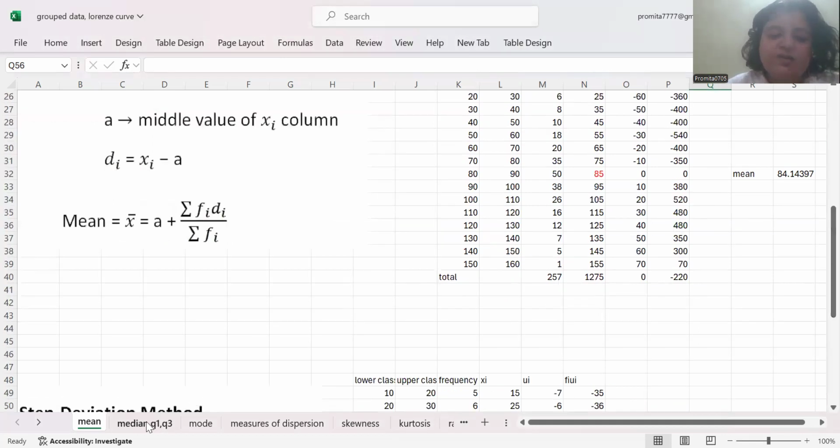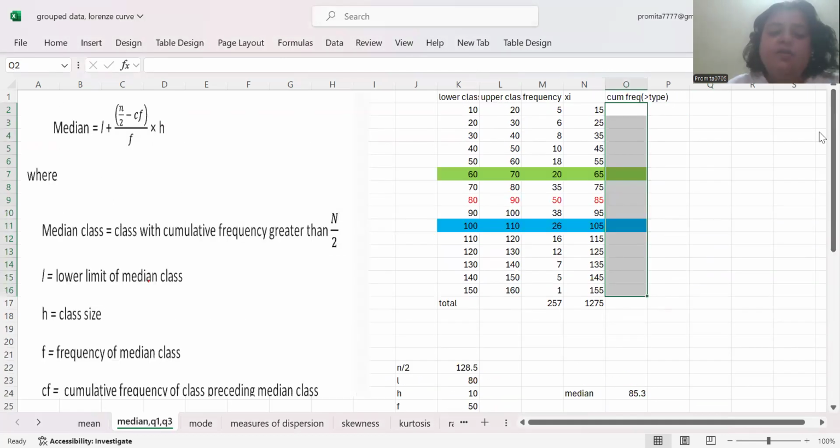So next we move on to the median and the first and third quartile. We know that the median is the second quartile. So here we will be calculating the median, the first quartile and the third quartile. The formula for the median is given here. First we have to identify the lower boundary of the median class, and next we have to calculate the cumulative frequency. So first we will calculate the cumulative frequency.